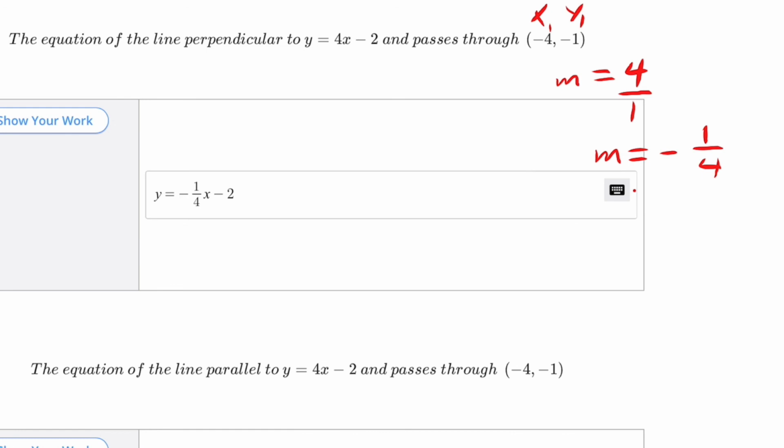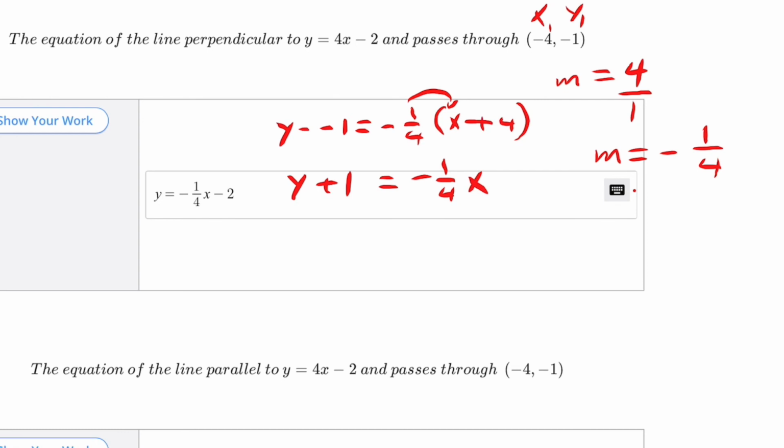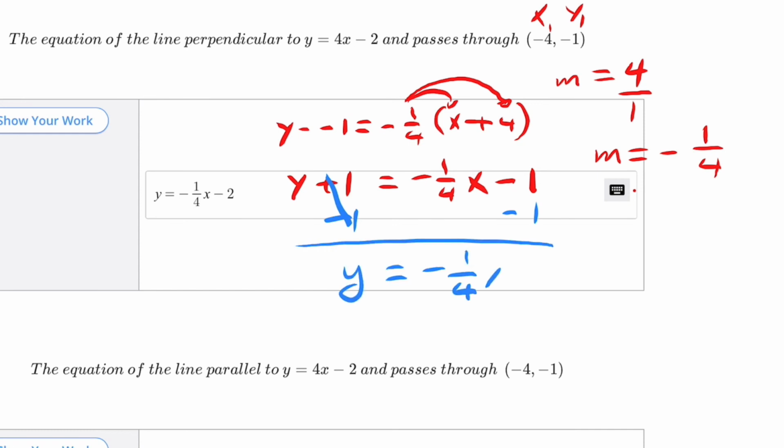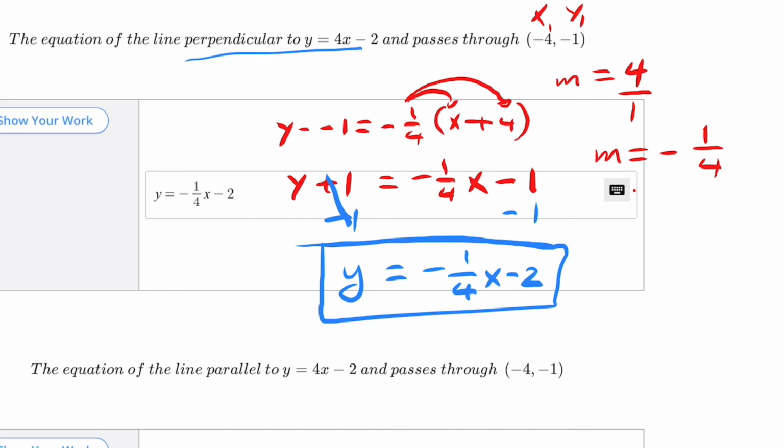So y minus y1 equals m times x minus x1. y plus 1 equals negative 1 over 4x. That's a plus. Negative 1 over 4 times 4 is a negative 1. Then subtract 1 from both sides. So y equals negative 1 over 4x minus 2. That is the equation of a line perpendicular to that line and passes through that point.